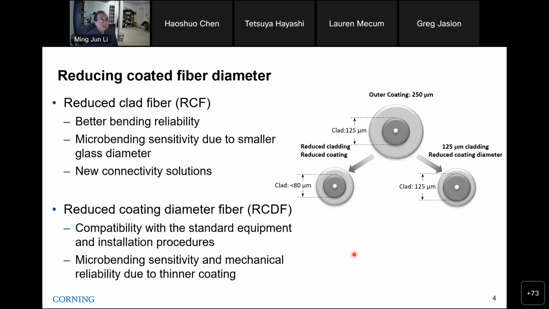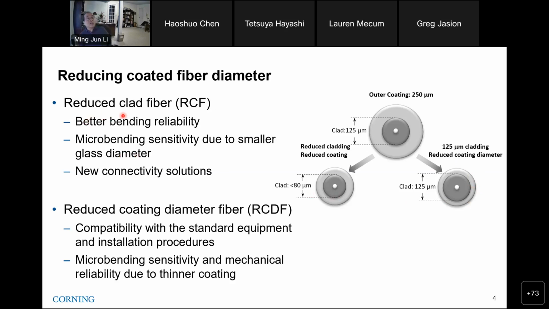Basically, there are two approaches for reducing fiber diameter. One is to reduce both the cladding diameter and the coating diameter, for example, reduce the cladding diameter to 80 micron. The other approach is to keep the cladding diameter at the standard size of 125 micron and only reduce the coating diameter.